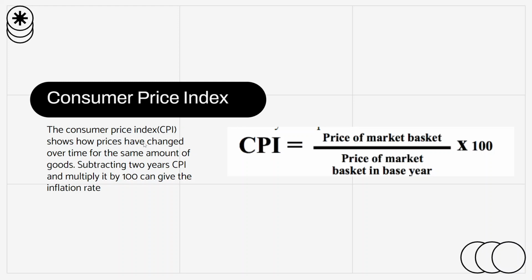The first one we're going to talk about is the Consumer Price Index. What is a Consumer Price Index? It basically shows how prices have changed over time for the same amount of goods. We look at 2 years, for example, 2010 and 2011, we look at the goods and we keep the quantity of the goods the same. Then we look at the prices and how differently they've changed. Once you calculate that, if you subtract both of them and multiply by 100, you'll get the inflation rate, because that's by how much percent the price of the goods went up. That's the way economists calculate inflation.